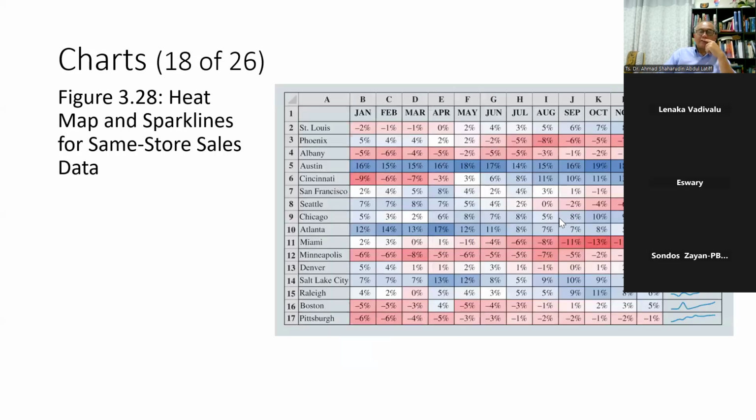Yeah, and then this is a heat map and spark line. You can see the heat map here, where they have colors to differentiate the heat, and then you can see the spark lines at the row end there, at the column end there.